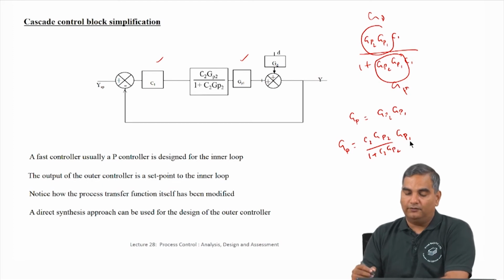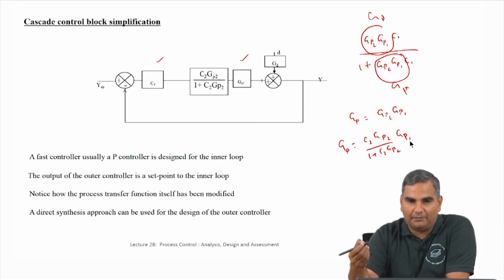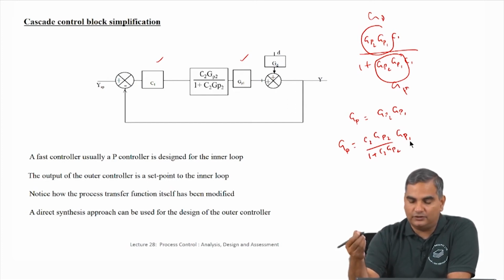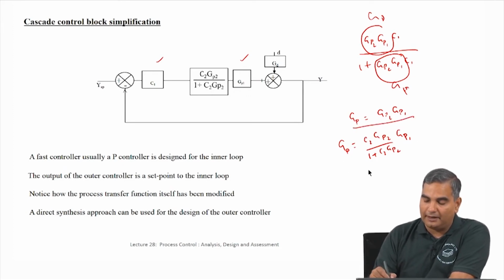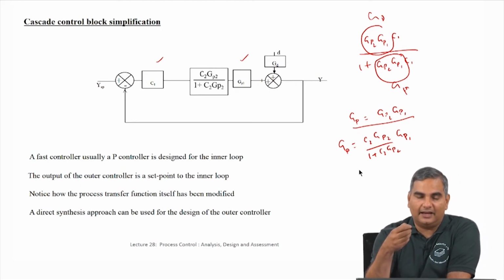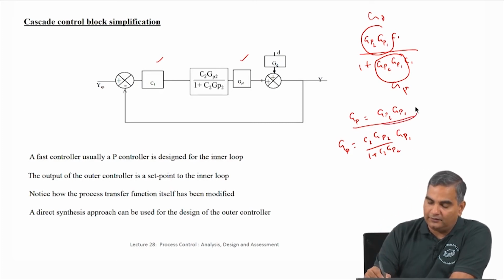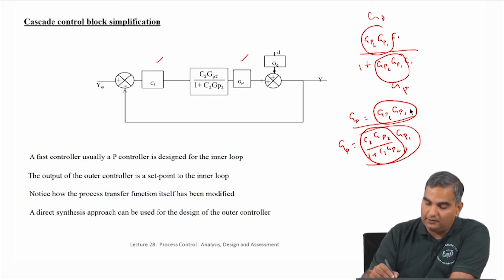We started with GPC divided by 1 plus GPC. When I have found the best controller and am still unhappy with the performance, the only thing that I can do is change GP. Initially GP was GP2 GP1. Now notice how I have been able to change this GP to C2 GP2 divided by 1 plus C2 GP2 GP1. In other words, the desire that I expressed was that I should have some tuning knob to modify the process transfer function. If I think of this as the overall process transfer function, at least a part of it now has a tuning knob, so that this overall thing will be different from before.